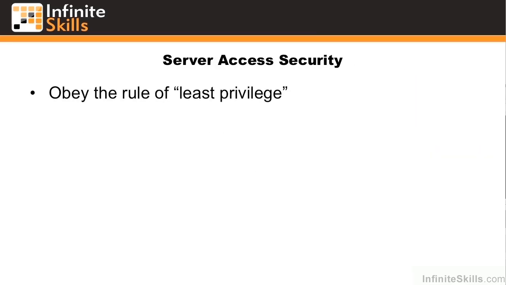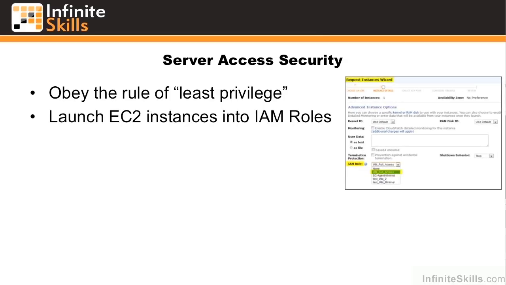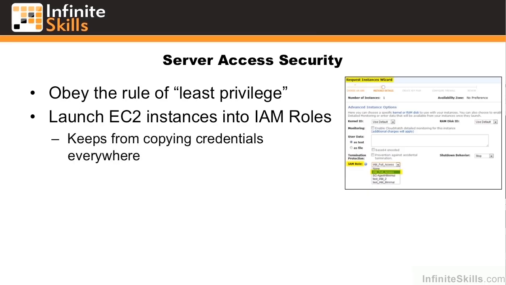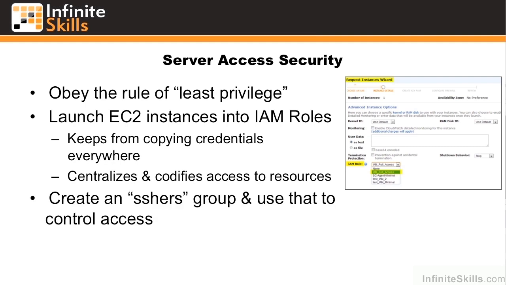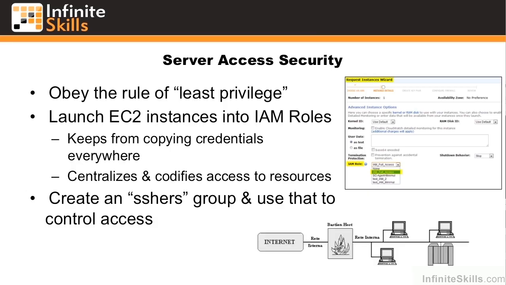When we talk about server access security, again, we're going to want to obey the rule of least privilege. Try to launch EC2 instances into IAM roles. This keeps you from copying credentials all over the place, and it centralizes and codifies the access to your backend AWS resources. Something I really like to do is create an SSHers group and use that to control access. I make sure that only users who are in this group have access to the SSH daemon.